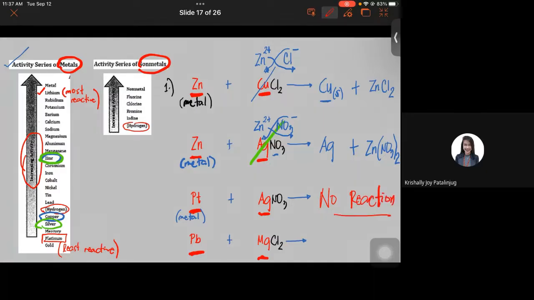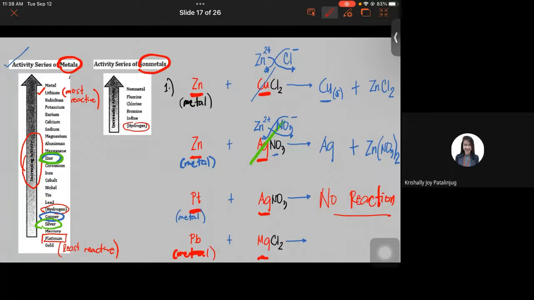So, no product. Walang mangyayaring any changes sa solution if you try to add a metal to a solution of silver nitrate. Walang impact, walang effect. Okay, wala kayong ma-observe na anything. So, no reaction. Okay? Next, lead is also a metal, reacting that to magnesium chloride.